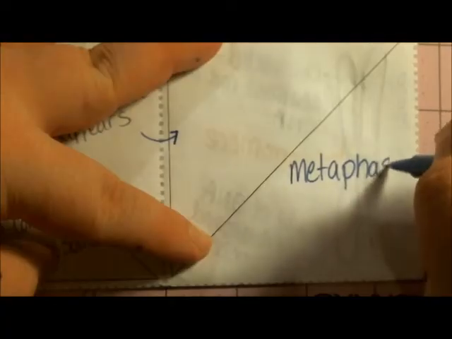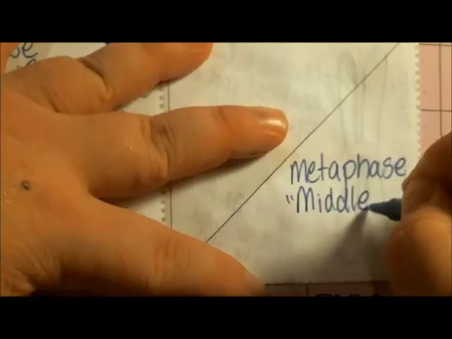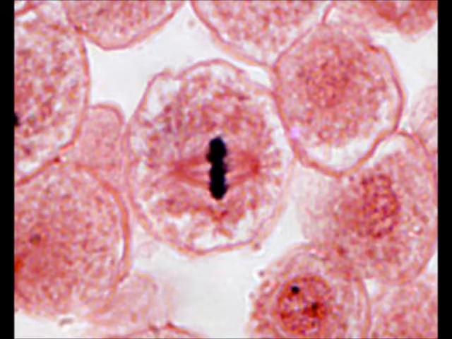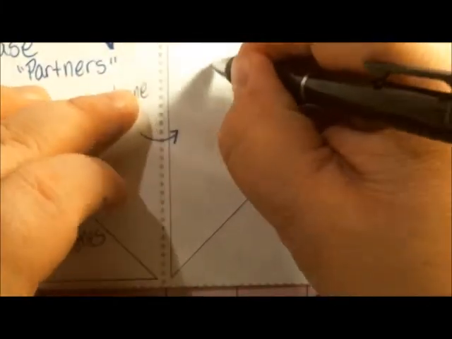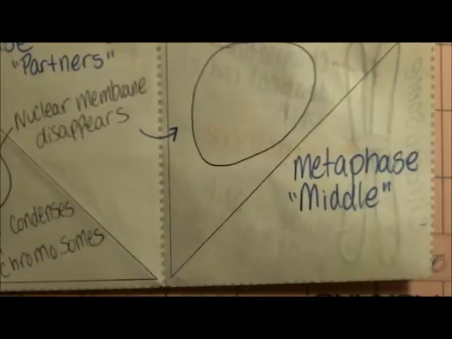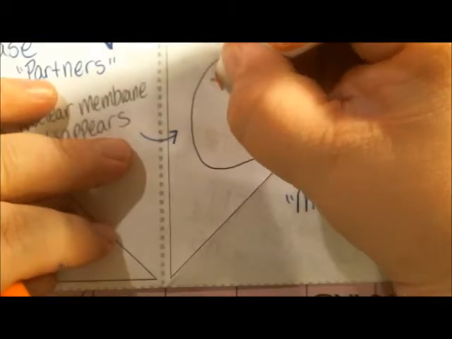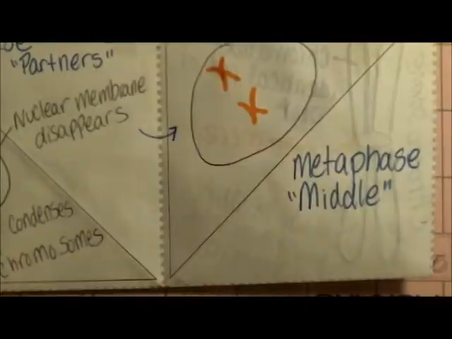And the hint is middle. Looking at this picture, can you guess why? So, draw my cell. And the reason the hint is middle is because the chromosomes are lining up right in, probably guessed it, the middle.